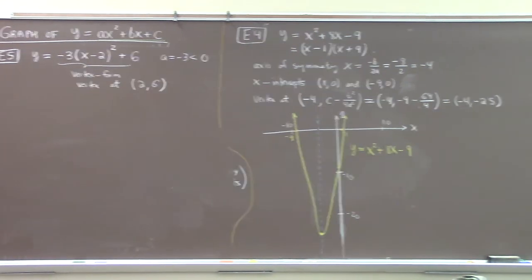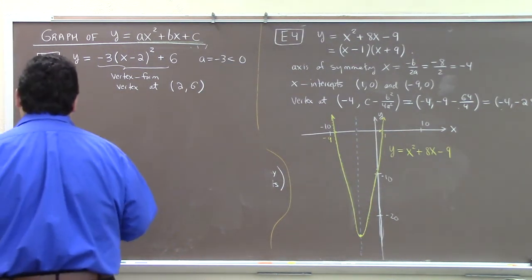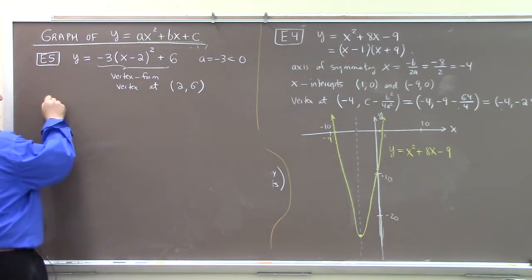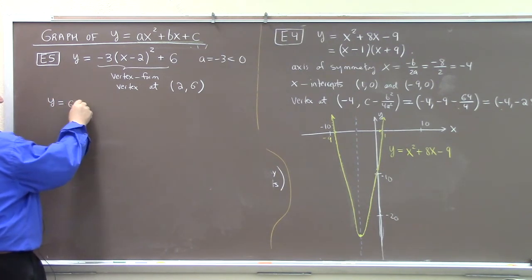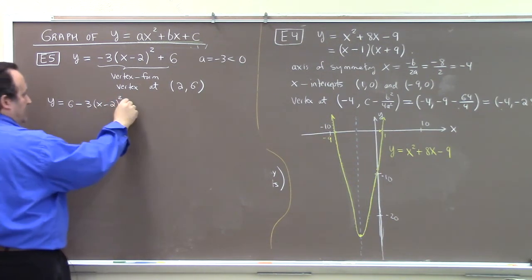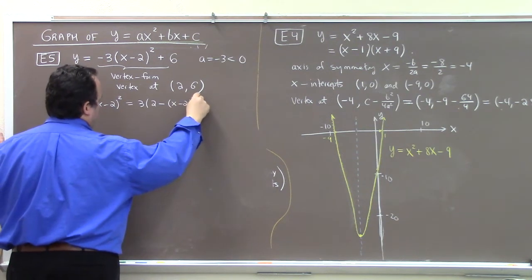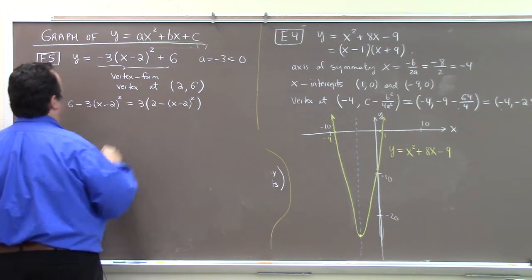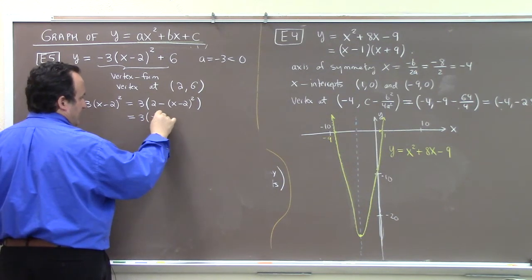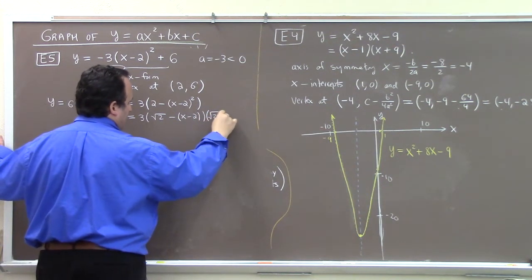Now, it's not immediately obvious to me what the zeros are of this one. So, let me work that out. We've got y is equal to 6 minus 3 times (x minus 2) quantity squared. If I factor a 3 out of that, I get 3 times (2 minus (x minus 2) quantity squared). And then I can look at 2 as the square root of 2 squared and use difference of squares. So this is 3 times (the square root of 2 minus (x minus 2)) times (the square root of 2 plus x minus 2).